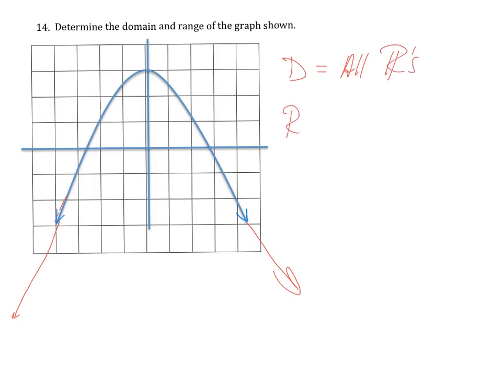The range is all the y values of the graph. Well, it goes to negative infinity in the y direction, right? That's negative infinity. But it only goes up this high. So what it means is y must be less than or equal to whatever this value of y is, which is 1, 2, 3. So y is less than or equal to 3. Domain is all real numbers. Range, y less than or equal to 3.